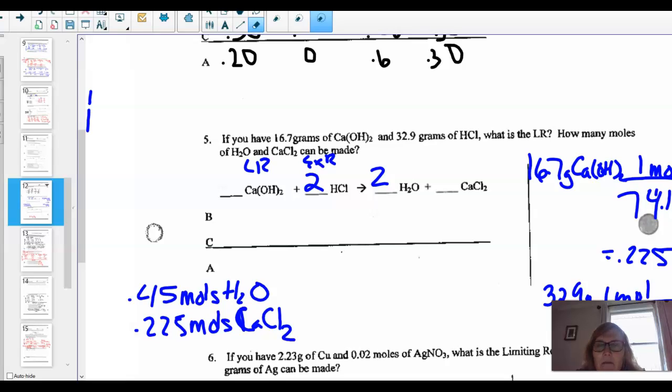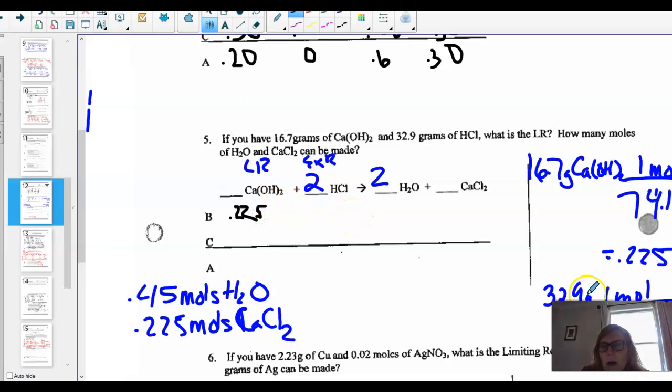This problem's different because it gives it to you in grams. So remember, you have to convert grams to moles, and to do that, you divide by the molar mass of each one. If I have 16.7 grams of calcium hydroxide, I divide by the molar mass of calcium hydroxide, which is 74.10 grams. That gives me moles of 0.225.